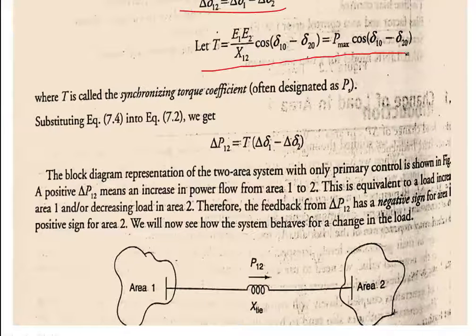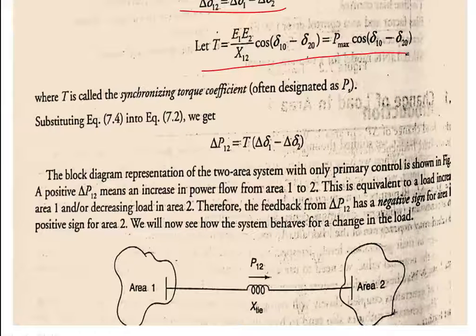Then we can use the torque formula. Let us consider T equal to E1 E2 divided by X12 cos of delta 1 0 minus delta 2 0. So E1 E2 by X12 is nothing but P max, the maximum power at delta equal to 90 degrees. So we get cos of delta 1 0 minus delta 2 0. So the change in power delta P12 is given by the torque times the change in angle.